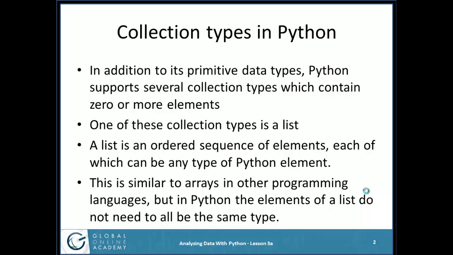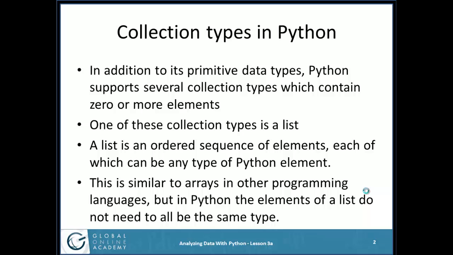There are a lot of collection types in Python. The list is the one that we're going to spend the most time with, but there's more than one collection type. So let's talk about them. In addition to the primitive data types, Python supports collection types, which contain either 0 or 1 or more elements. One of these is a list. A list is an ordered sequence of elements, each one of which can be any type of Python element. So this is very similar to arrays in other programming languages, but in Python, the elements of a list don't all have to be the same type.